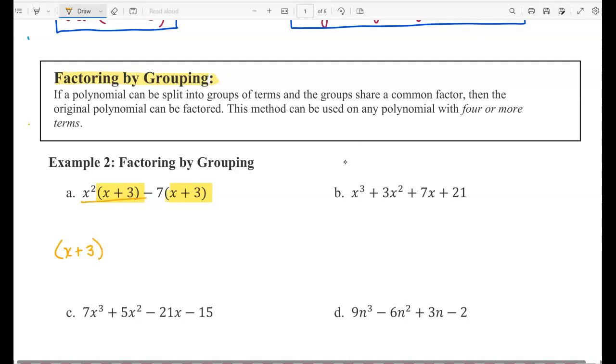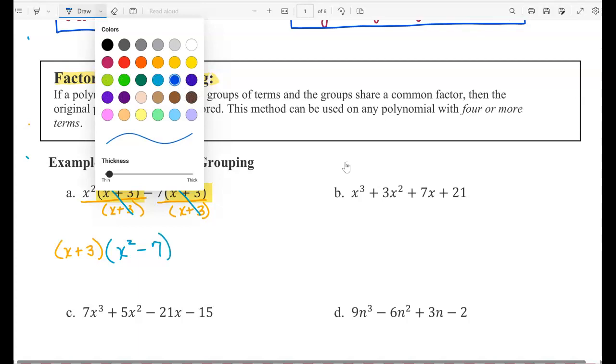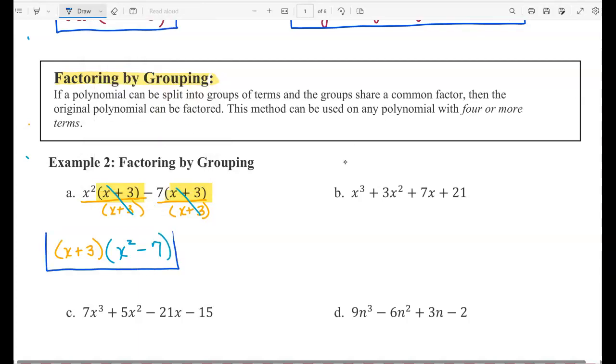And again, setting up these mini division problems. And as you get better at this, you won't always have to write this out. Now we're going to look at what's left. So the parentheses, remember, if we set up these mini division problems, the x plus 3's cancel. I'm left with x squared. The x plus 3's cancel. I'm left with minus 7. So this is still using that technique of a greatest common factor, the way the problem was presented in part A. But now I'd like to go to part B.